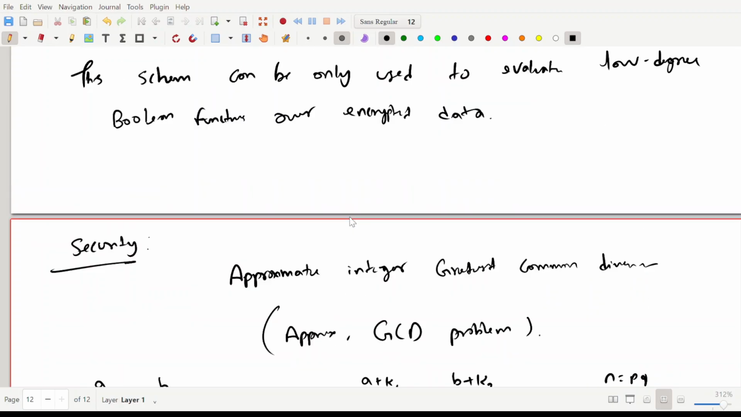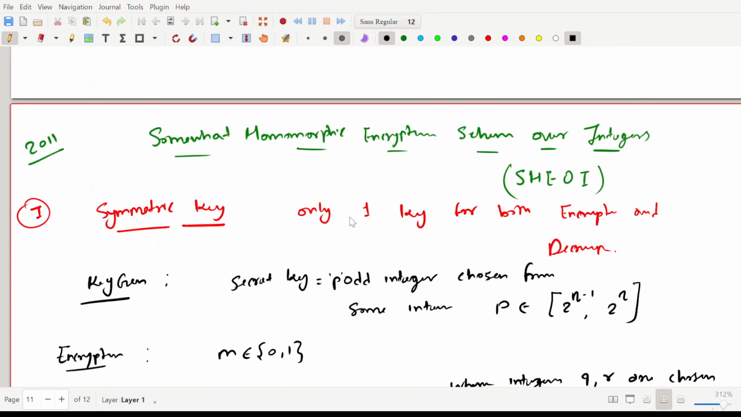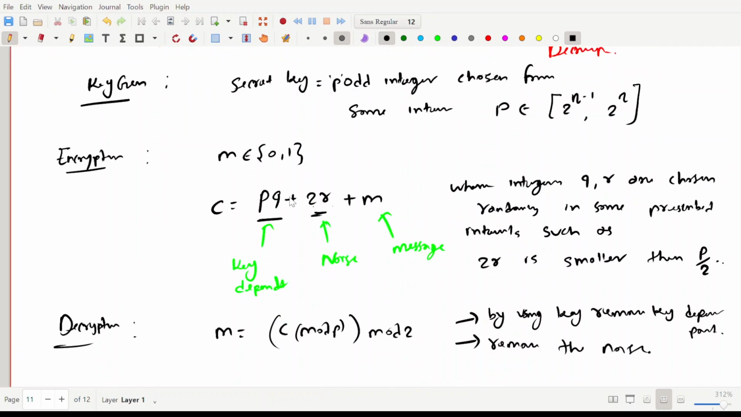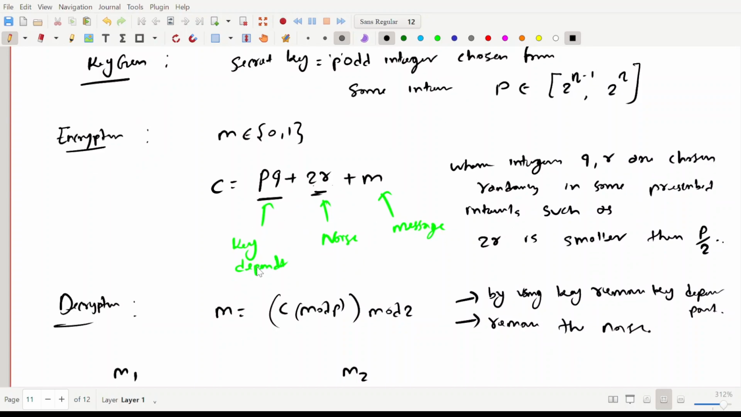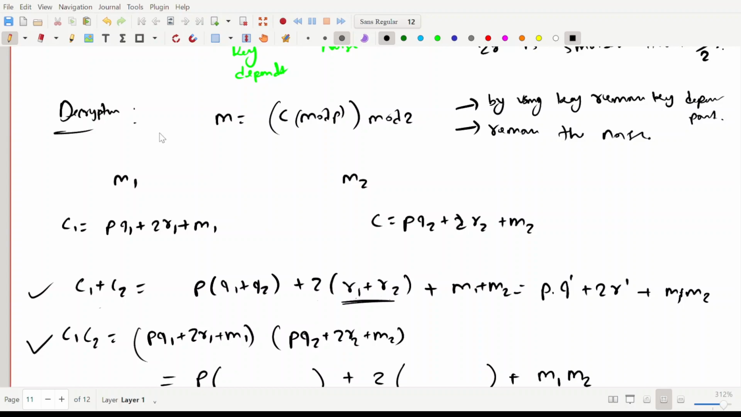Okay, I'll just quickly recall what are the things we have done. Then in the next class we will be doing the public key case, that is the asymmetric key system. Here I was having only one key, that is P. Message M is given. So what is the ciphertext? P into Q plus 2R plus M. The first part is key dependent, this is noise and this is message. In decryption, I take C modulo P and then modulo 2. This is my message.